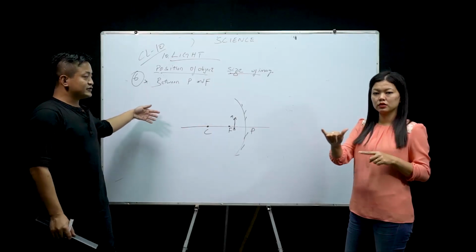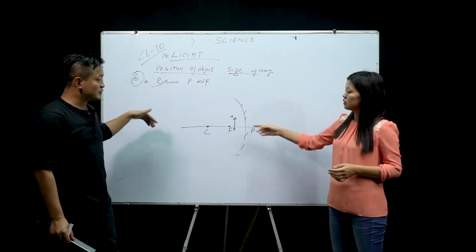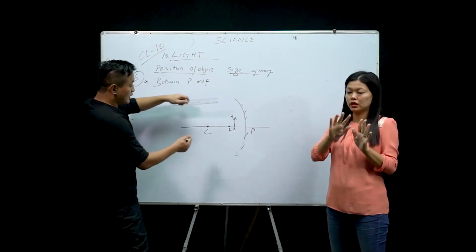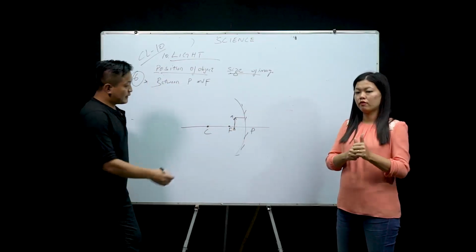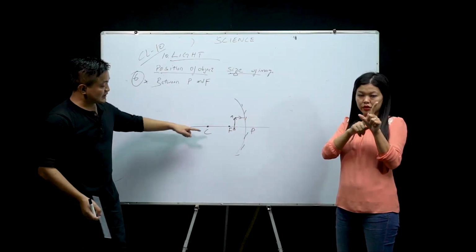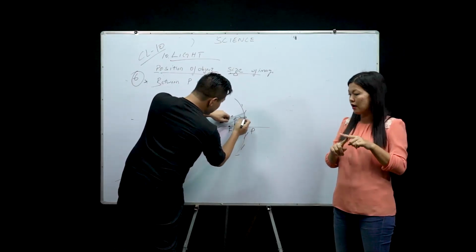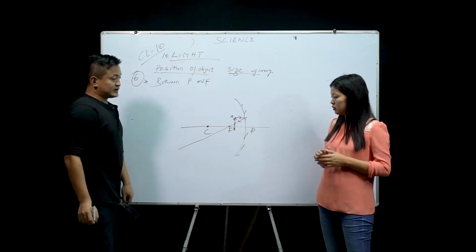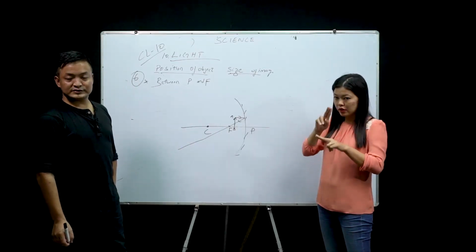Now we are very close. See, we started our journey all the way from infinity, right? But now we are very close to the pole of the mirror. Now, this is the ray of light that is parallel to the principal axis. Which is the principal axis? This line, right? Then after hitting the mirror, it will pass through the focus.